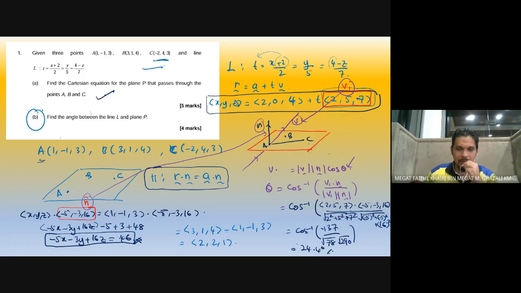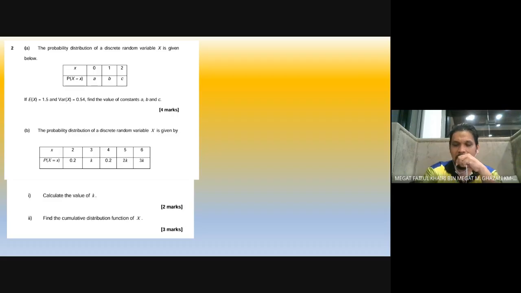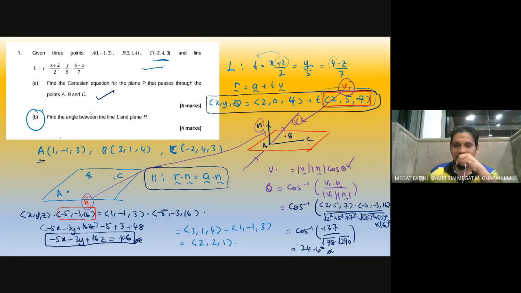24.4 degree. By the way, class, this is not the angle that we're looking for because this angle is between this normal and the V. This is 24.4 degree. But the angle that we're looking for right now is the angle between this straight line and the surface of the plane. This one here. So I name this as a beta.